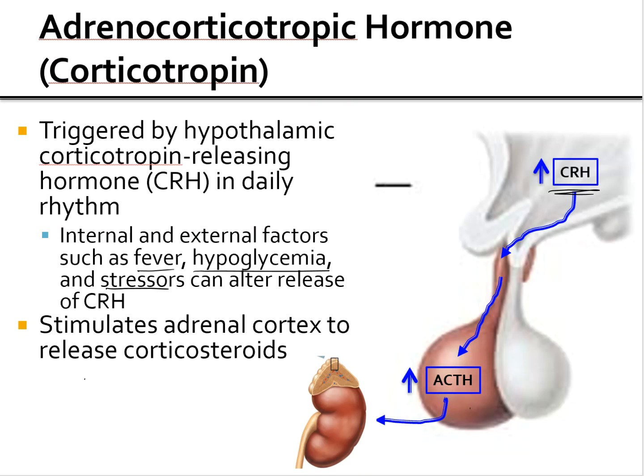Once ACTH is released, it targets the adrenal cortex to release corticosteroids. We're going to talk about those different corticosteroids in a little while. The adrenal cortex is the outer region of the adrenal gland, this outer region here indicated by this little box.